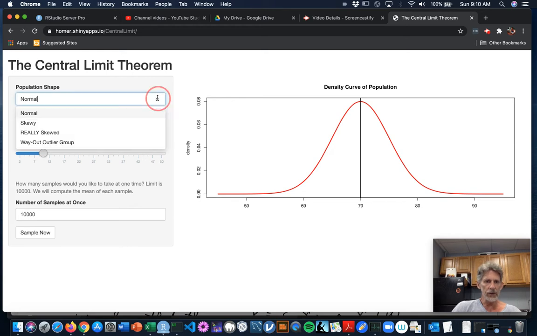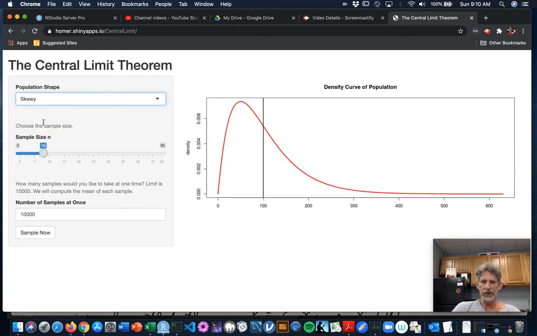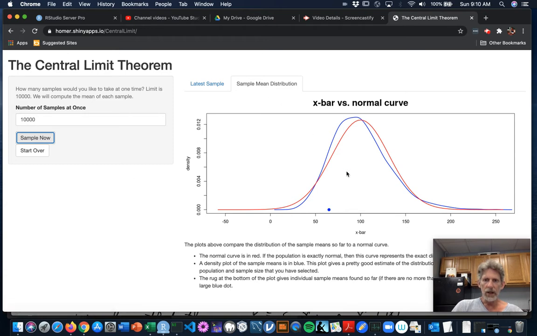So let's try it out with this skewy population. The mean of this skewy population is 100. That's what the vertical line means. And let's give myself a smallish sample size. How about sample size 5? There we go. Let me go ahead and take 10,000 samples of size 5 all at once, compute the 10,000 X bars, and throw up a density curve of them. Okay, so we'll sample. And here we are.